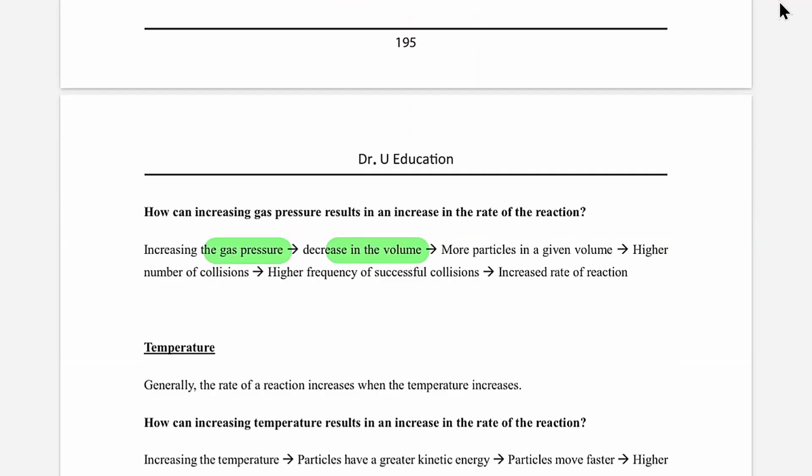Why that makes sense to you? Increasing gas pressure, decrease in the volume. Why does that make sense to you? Increasing gas pressure means more particles. Why? Yes, Arvind.